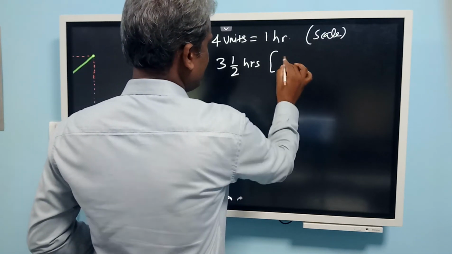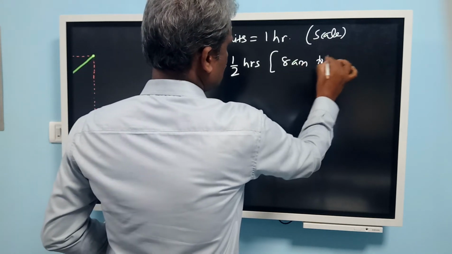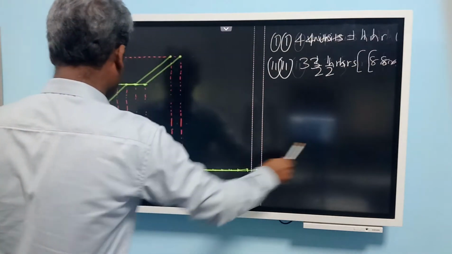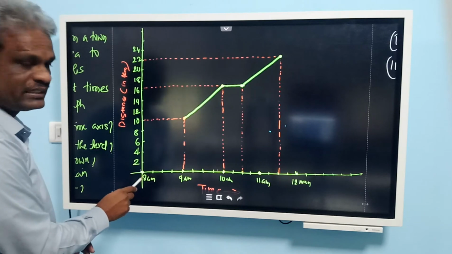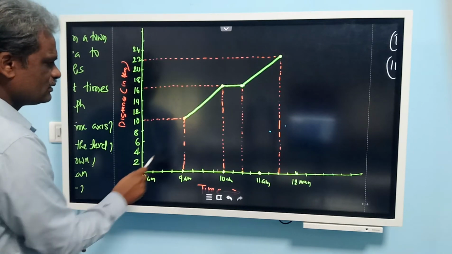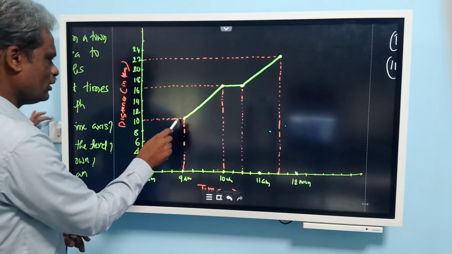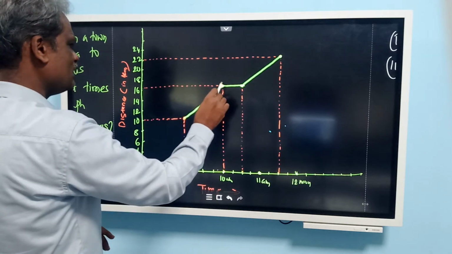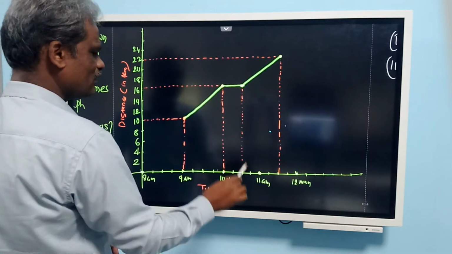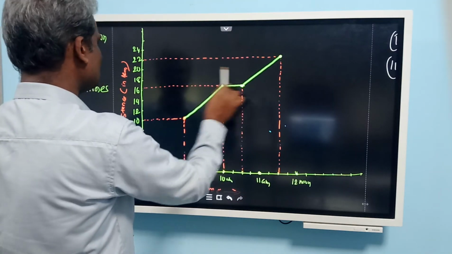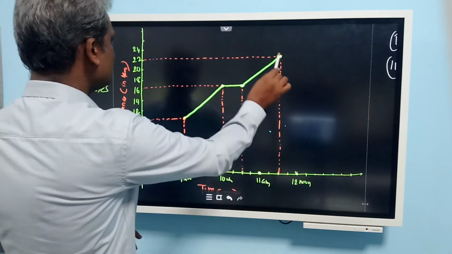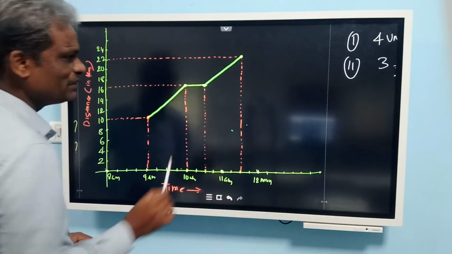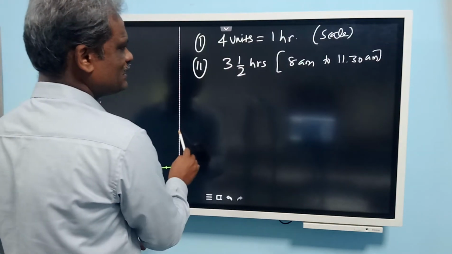You can write 8 a.m. to 11:30 a.m., because it is mentioned here that at 8 a.m. he is at 0 kilometers. From 8 a.m. to 9 a.m. he traveled up to 10 kilometers. Then from 9 a.m. to 10 a.m. he traveled up to 16 kilometers. At 10:30 he was there only. By 11 he traveled some distance, around 20 kilometers. Then at 11:30 he is at 22 kilometers. So that is the distance covered, and the time from 8 a.m. to 11:30 is 3.5 hours.